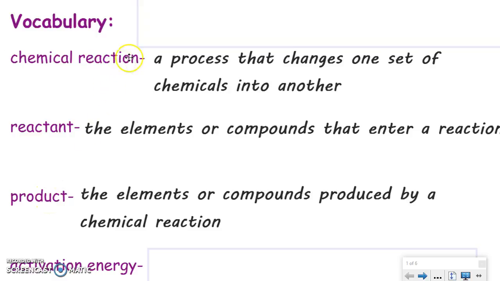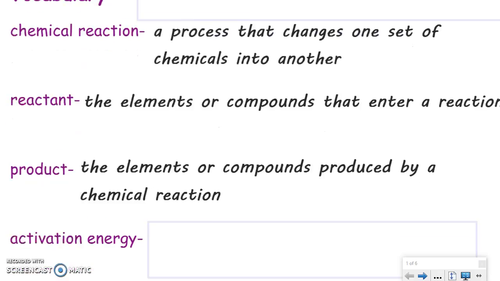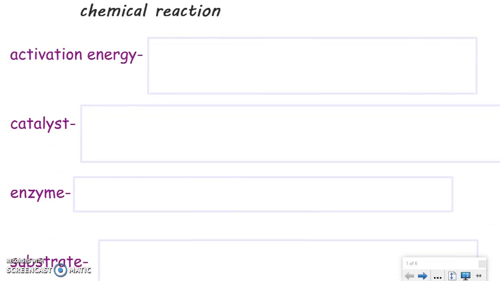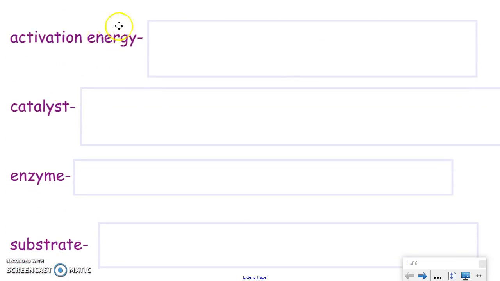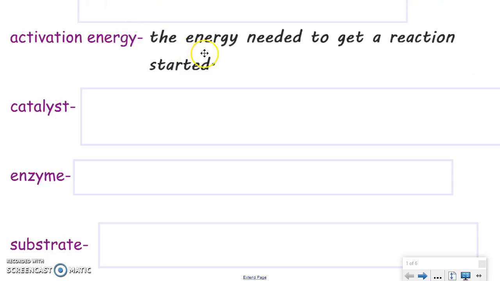A chemical reaction is just changing chemicals from one thing to another. We start with reactants, and we end with products. Now we're still working with chemical reactions, only this time we're talking about chemical reactions that require an enzyme. So some new words: activation energy. Some chemical reactions require an energy input.